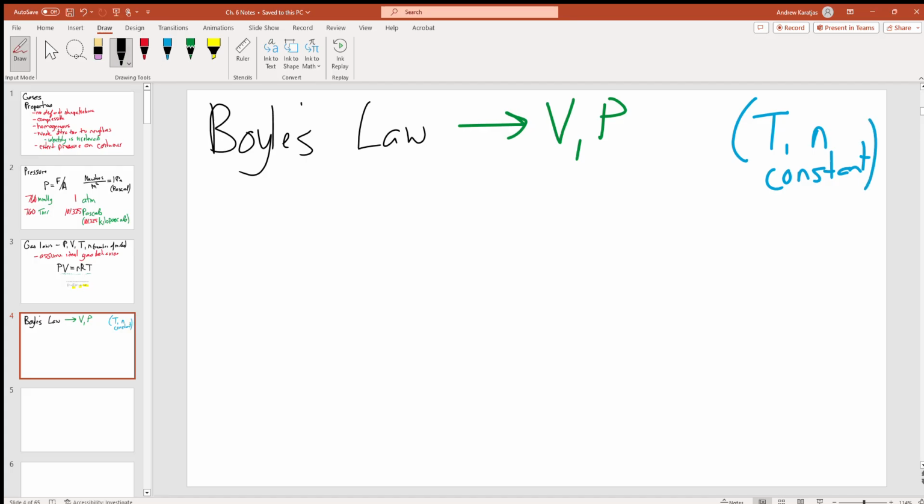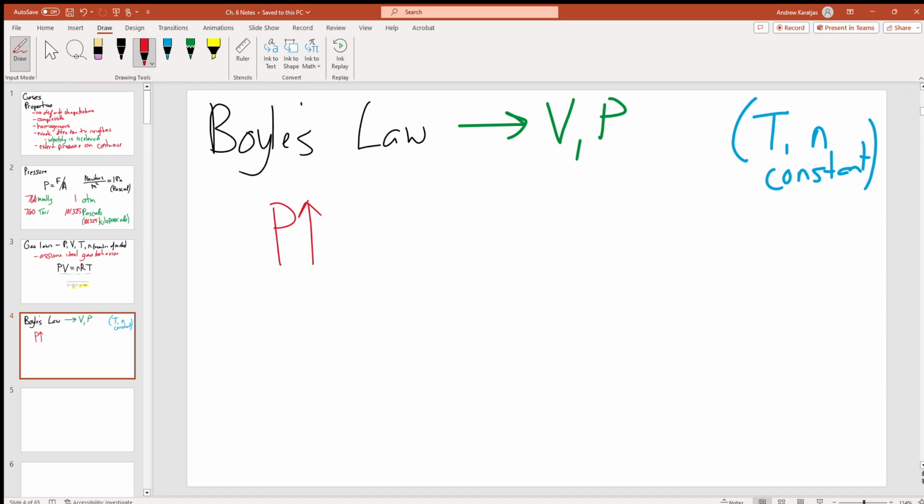Now, one of the things we can do to help ourselves with any of these gas laws is to think intuitively about what these gas laws are saying. So if we consider the two terms that we're going to look at in Boyle's law, volume and pressure, what is the relationship between those? In other words, if you increase the pressure on a gas, what will that do to its volume?